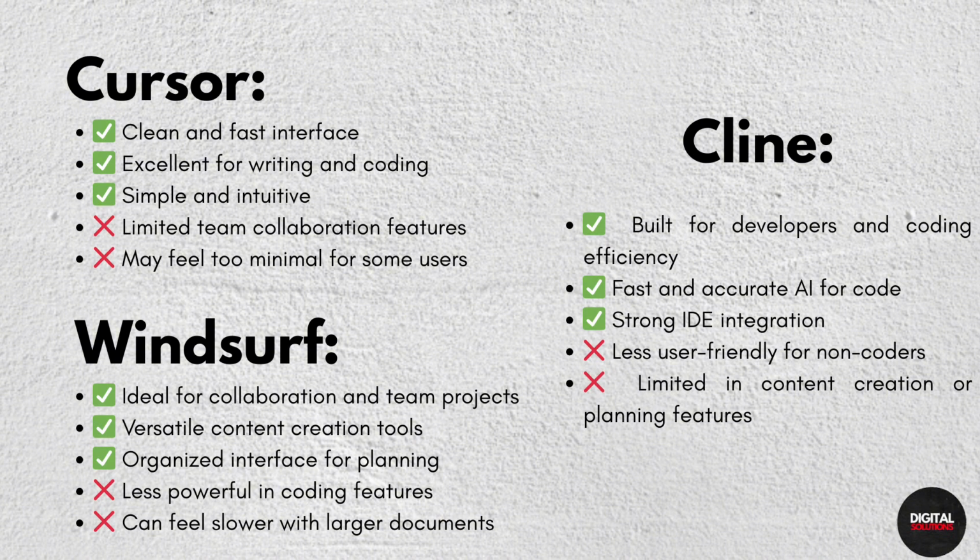And lastly is Cline. For the pros, it is built for developers and coding efficiency. It has fast and accurate AI for code. It has strong IDE integration. But the cons are it is less user-friendly for non-coders, and it is also limited in content creation or planning features.